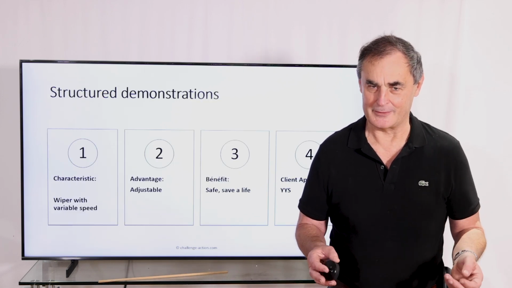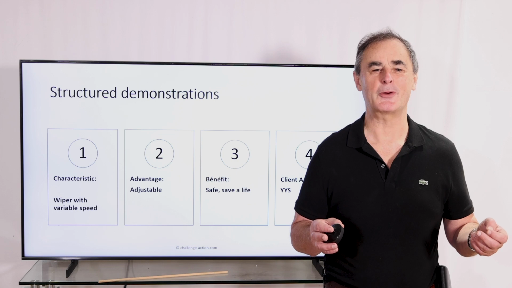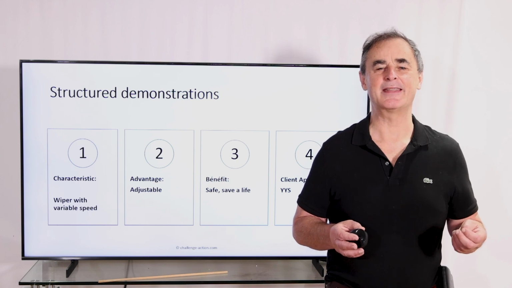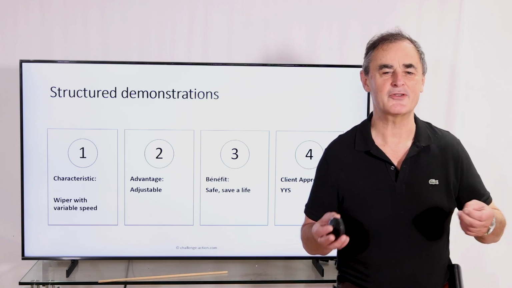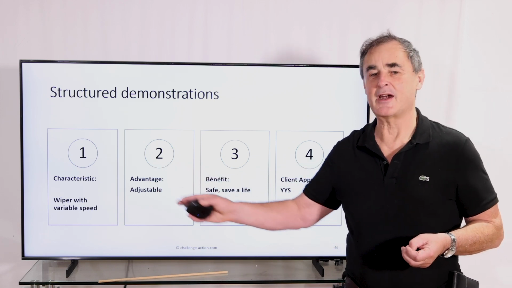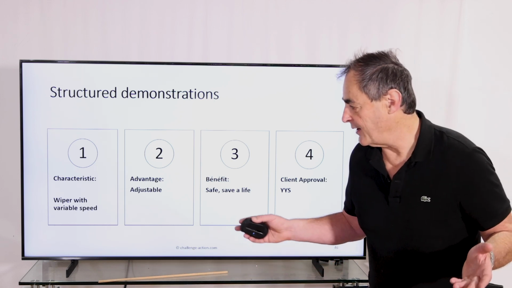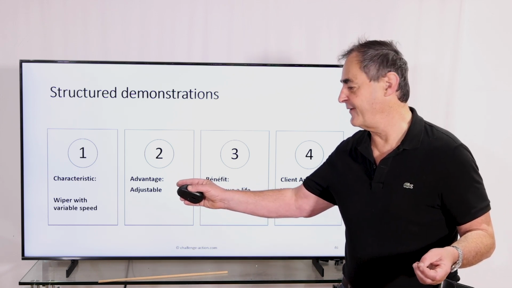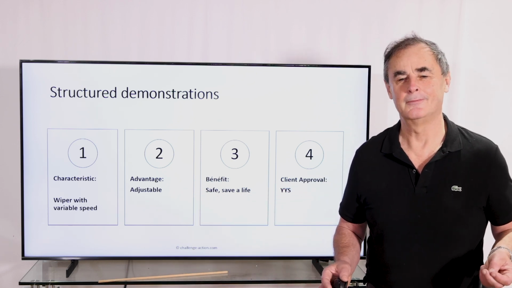So, first, before going to see some better ones, let's come to what we call the structure demonstrations. That's an old way of doing things, but still some salespeople use it. And you can still use it when you have always the same products to sell because it's easy to do. So, you first have the characteristic of your solution. Okay, for example, here it's a wiper with variable speed. Then you have the advantages for the customer, and the advantage is to be adjustable.